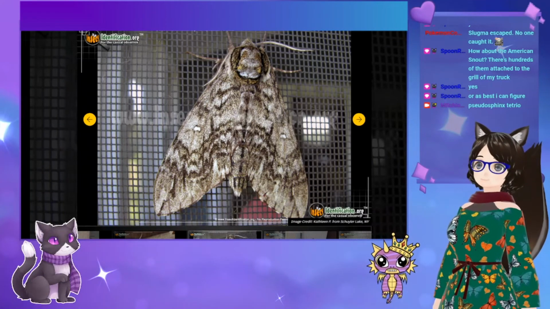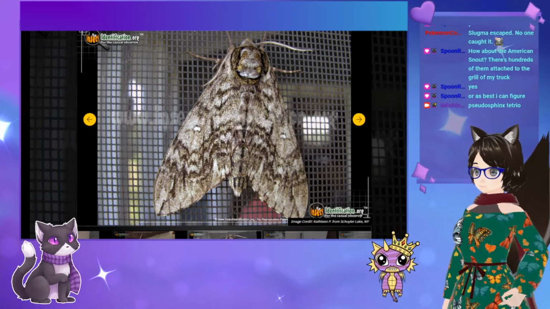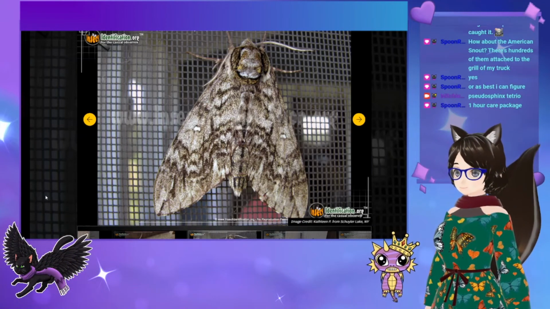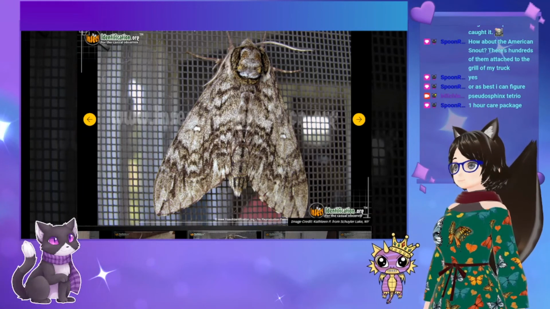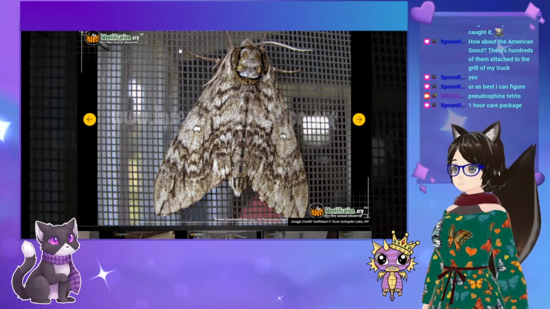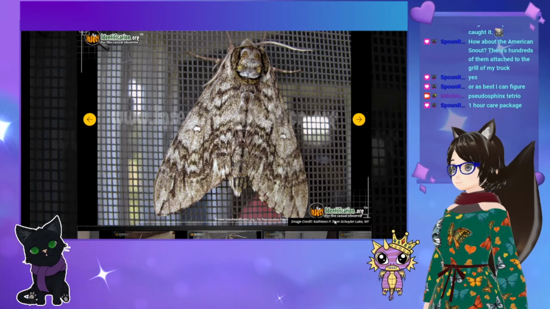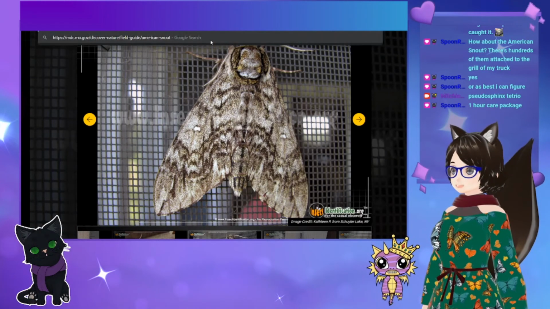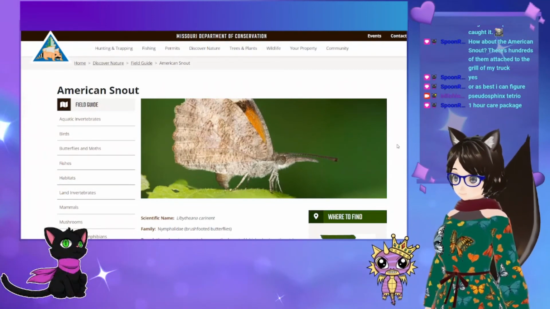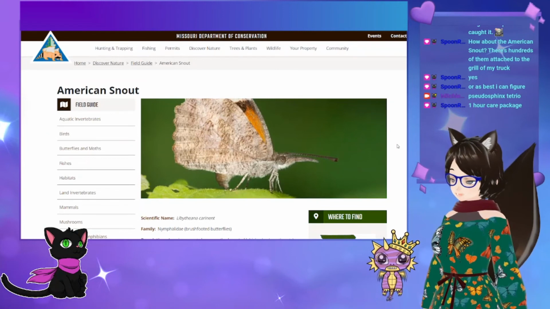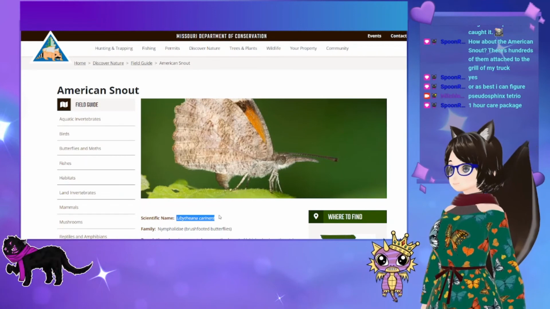Okay. And what was the other one? The American snout? Oh, hey! What do you know? It's right next to the blue morpho. Nice picture of it. There we go, the American snout. Let's see. Although this makes it easy, I can just copy.